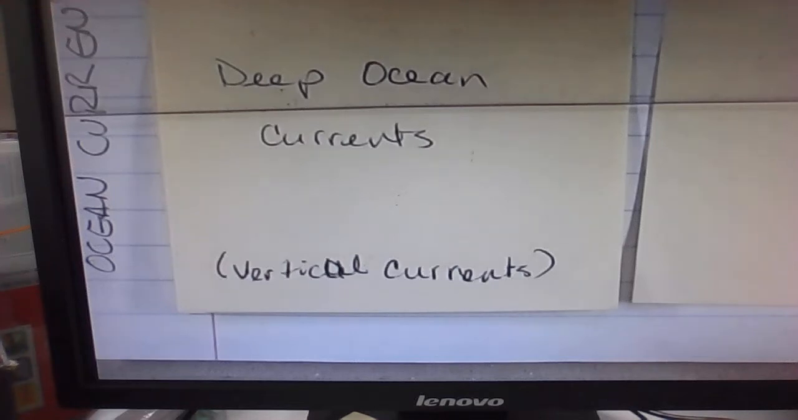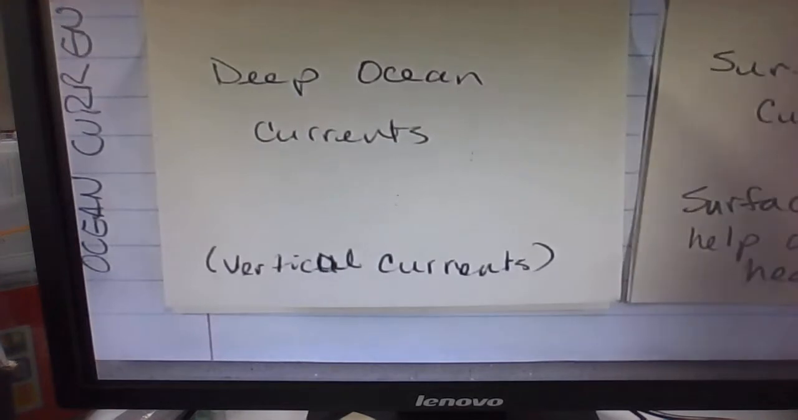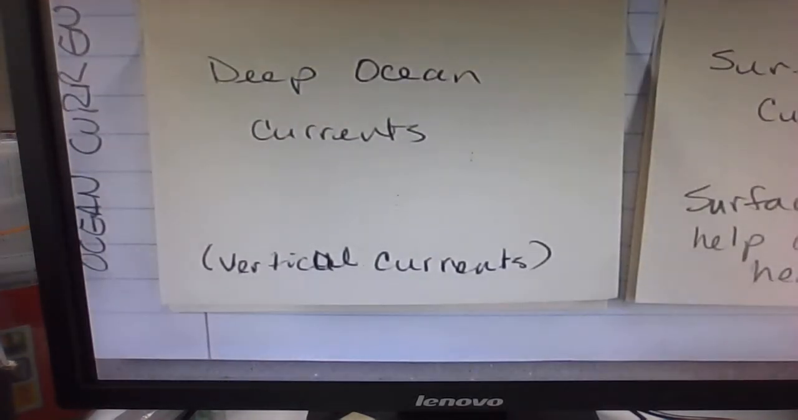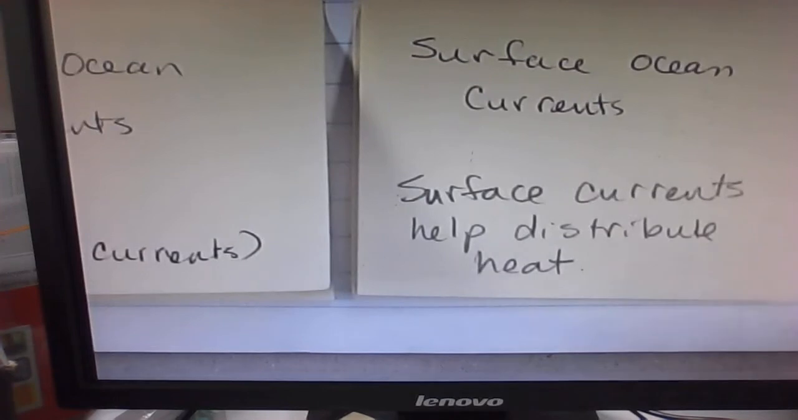essentially we're looking at how that water is being transferred from the surface down below, and I'll get to the characteristics in just a second. All right, the other one, surface ocean currents. Surface currents are up there at the top, not the very top. They're just a little bit underneath the surface, but they're up there at the top. And they help to distribute heat. Surface ocean currents help to distribute heat.